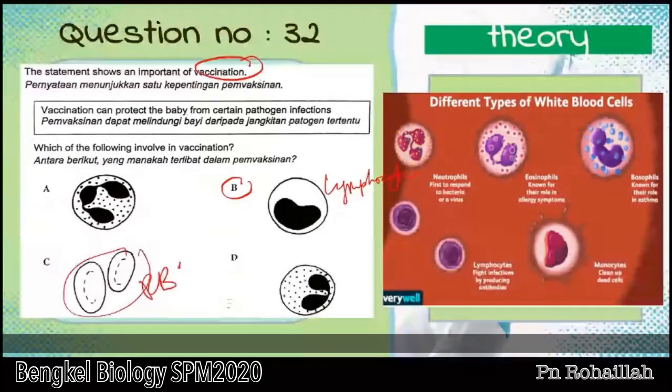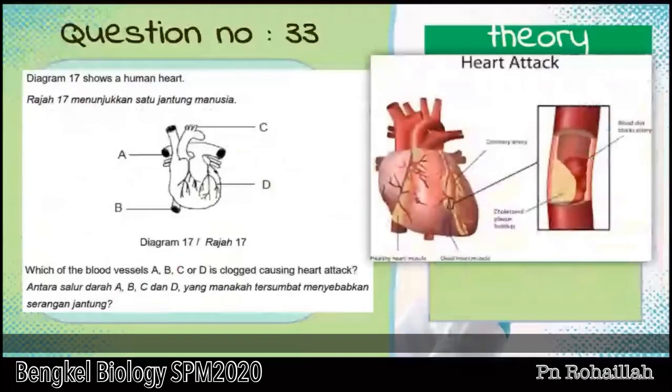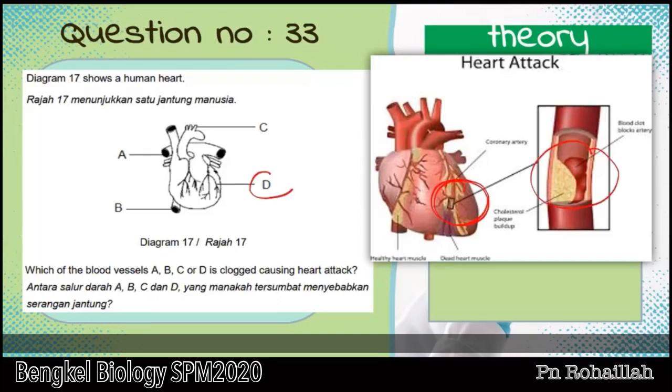Alright, next. 33. Human heart. Which of the blood vessels A, B, C or D is clogged, causing a heart attack? So which one akan menyebabkan heart attack? Okay, is this part. Clogged area. So the answer is D.